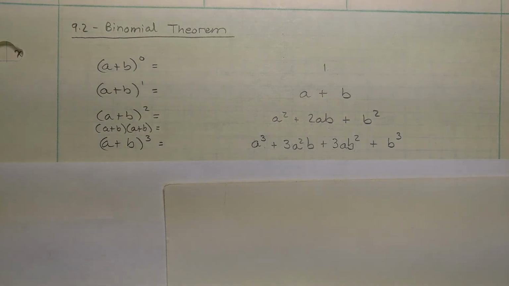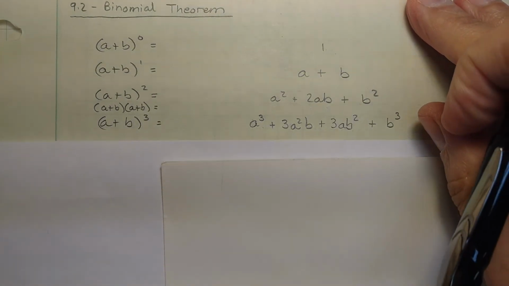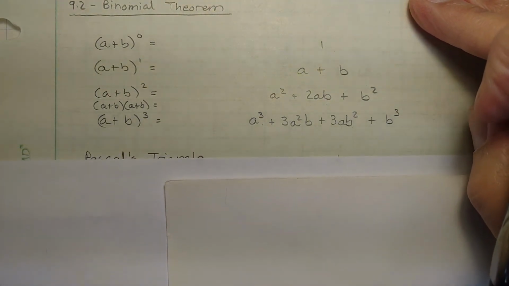So what we want to do is come up with a more efficient way to figure this out so we don't have to go through this whole process of expanding it out every single time. So what we're going to do, as we usually do, is look for a pattern. That's kind of what we're doing here: we're looking for counting, we're looking for patterns.